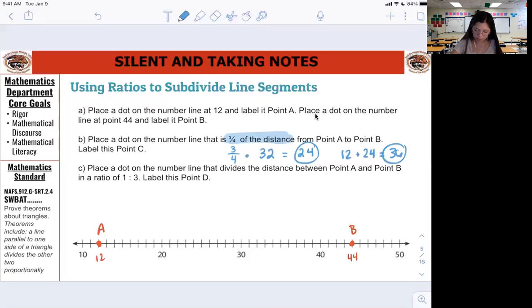1, 2, 3, 4, 5, 6. Okay, now the last one: place a dot on the number line that divides the distance between point A and point B in a ratio of 1 to 3. I want you guys to figure it out on your own. If that's the ratio, on what number am I putting down point D?